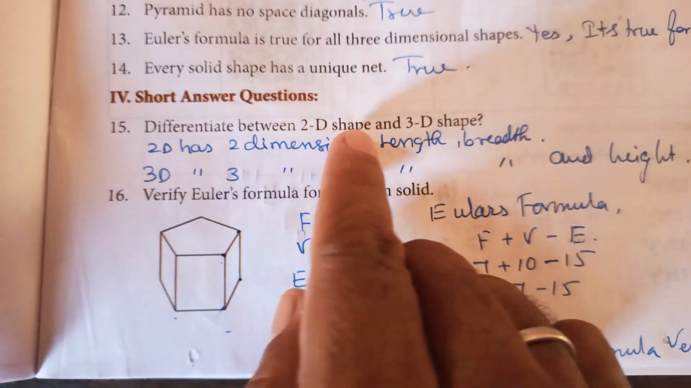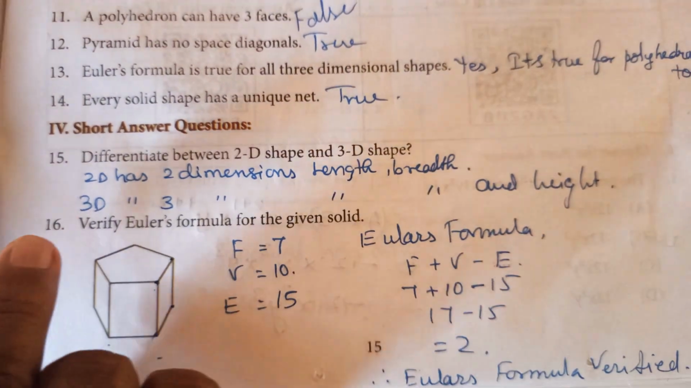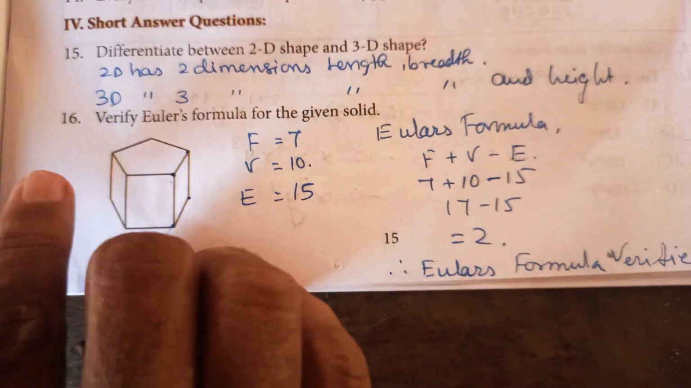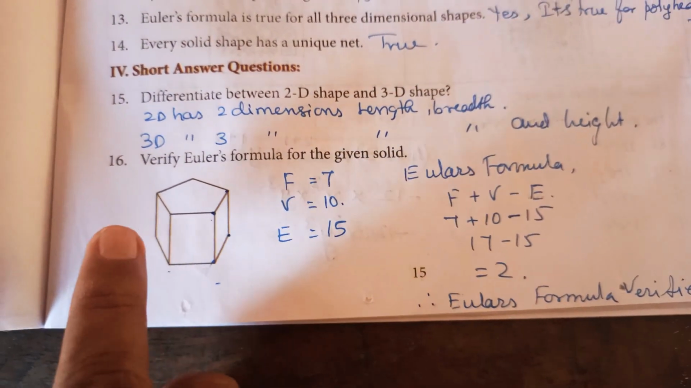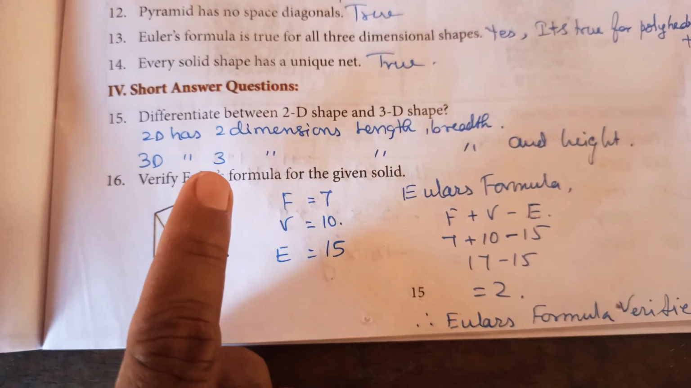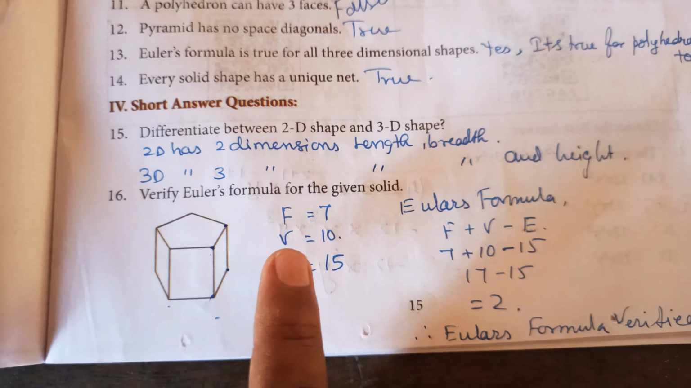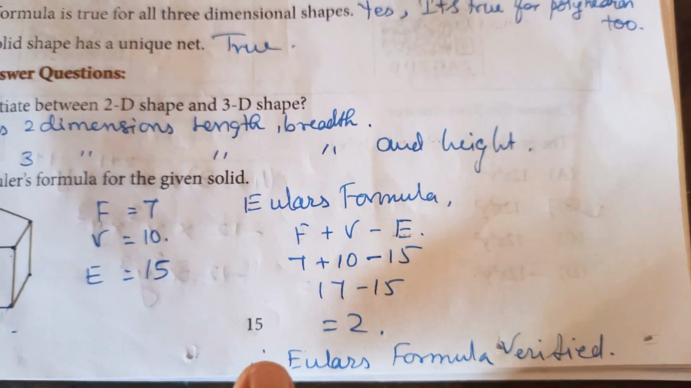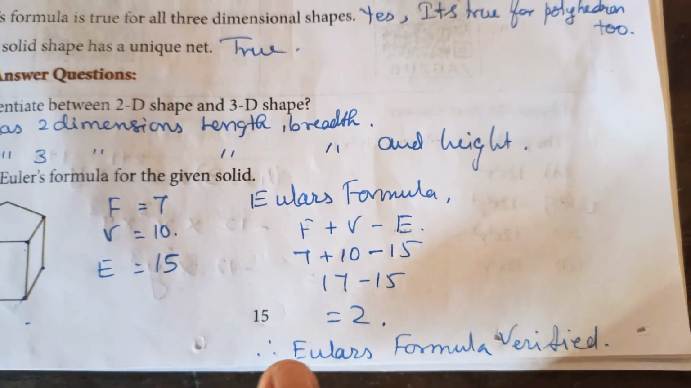Differentiate between 2D shape and 3D shape. 2D dimension has length and breadth. 3D dimension has length, breadth and height. Verify Euler's formula for the given solid. As you can see, there are total 7 faces. 1, 2, 3, 4, 5 faces. Top and bottom 2. Total 7 faces. Vertices 10. Edges 15. So by Euler's formula it should be 2. And by calculating Euler's formula we get 2. So Euler's formula is verified.